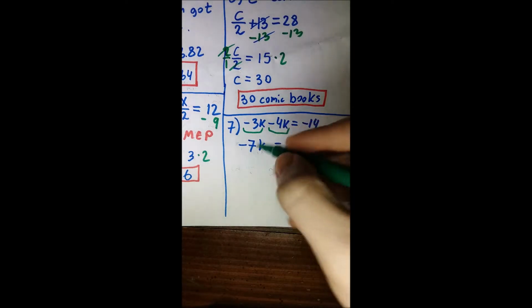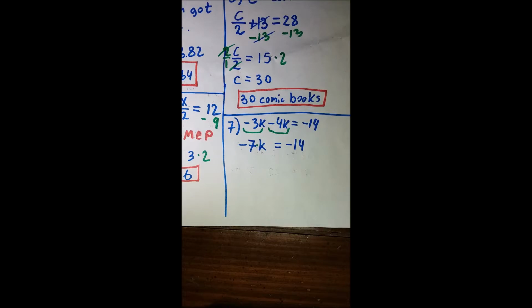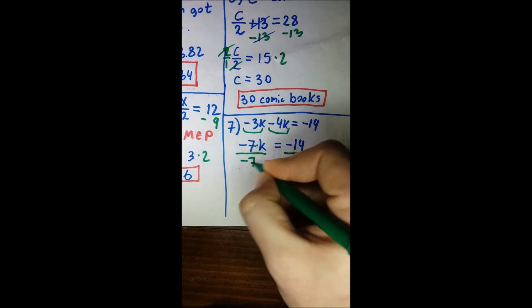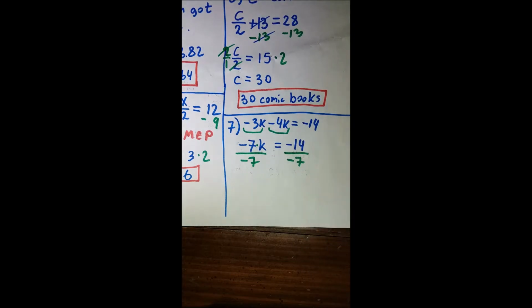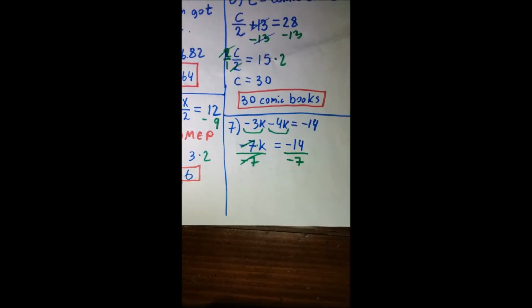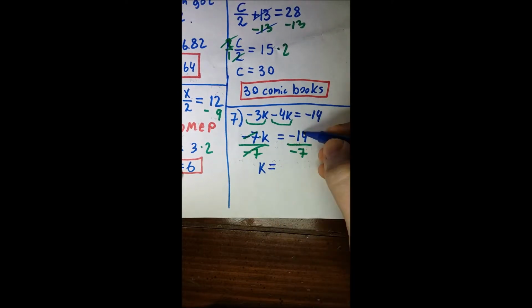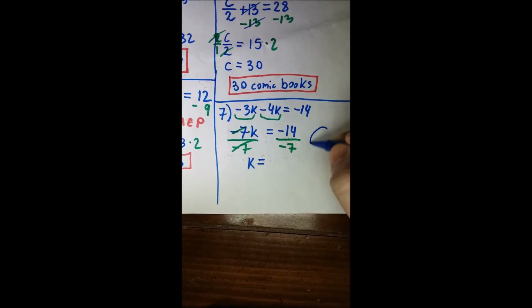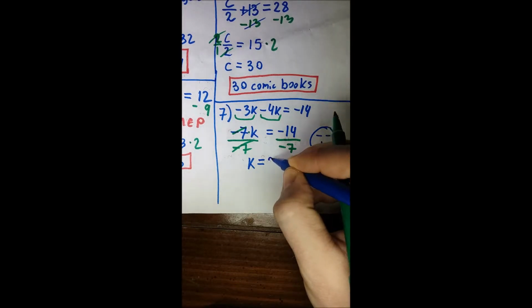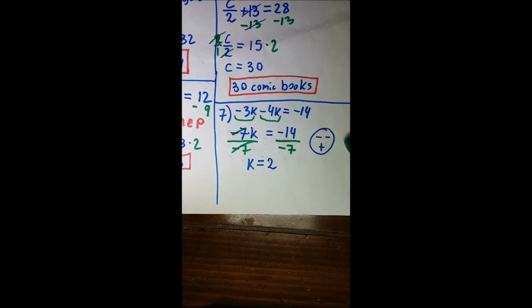Since there is a multiplication, we must divide both sides by negative 7. Now, these two are gone, so now we have only k equals negative 14 divided by negative 7, negative over negative. Let's remember our friend Sleepy Man. Negative over negative gives you a positive. So k equals positive 2. Final answer.